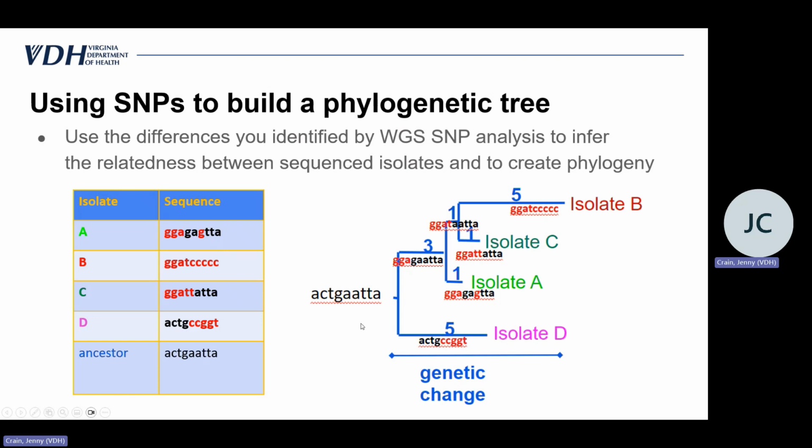When you compare this one to isolate D, for example, you can see that there are 5 single nucleotide polymorphisms difference between isolate D and the ancestor. And so you can essentially see that the x-axis here is showing genetic change over time in this genetic divergence tree. We'll talk about what that means a little bit in a minute. And then you can compare how isolate D relates to isolates A, B, and C that are farther apart on this phylogenetic tree.